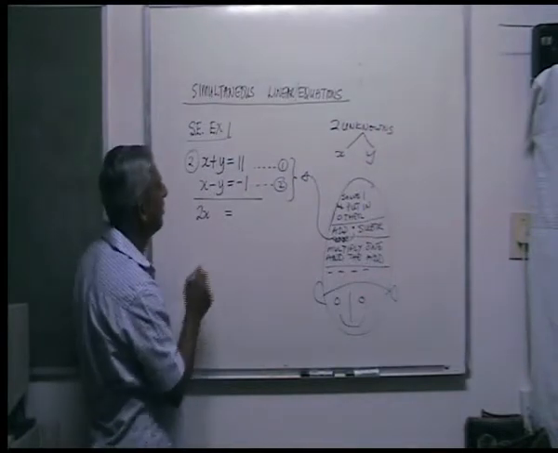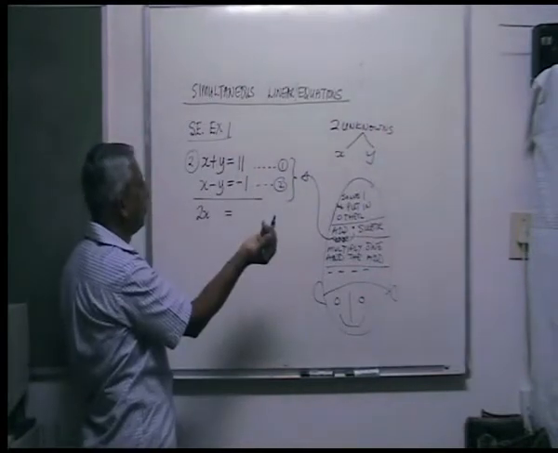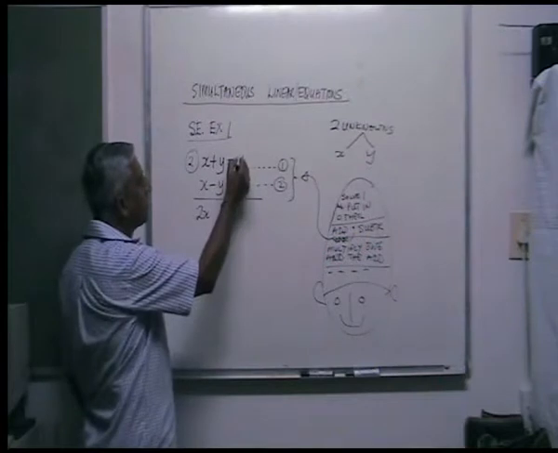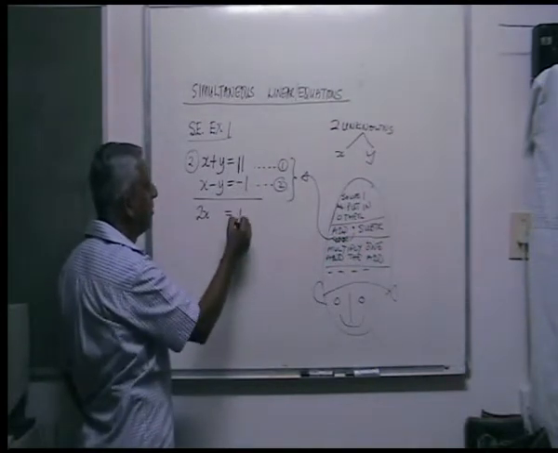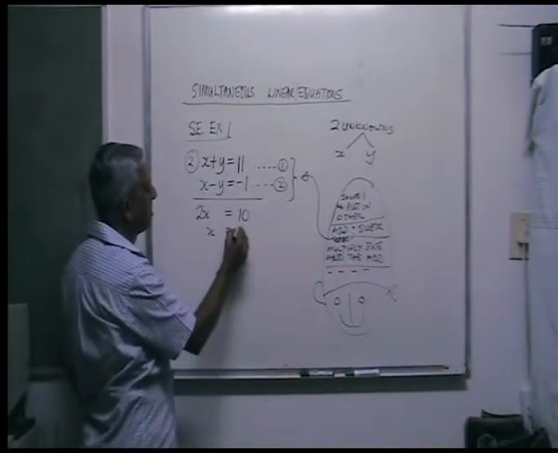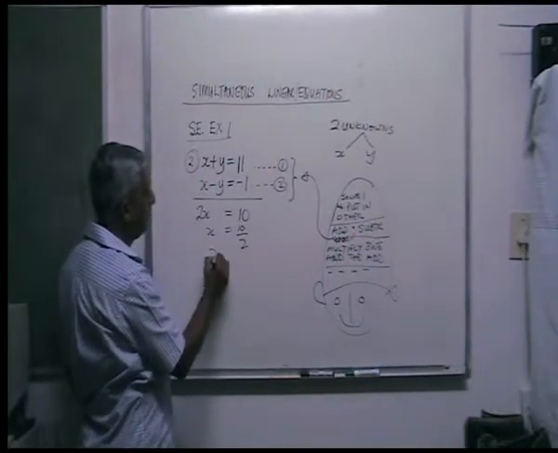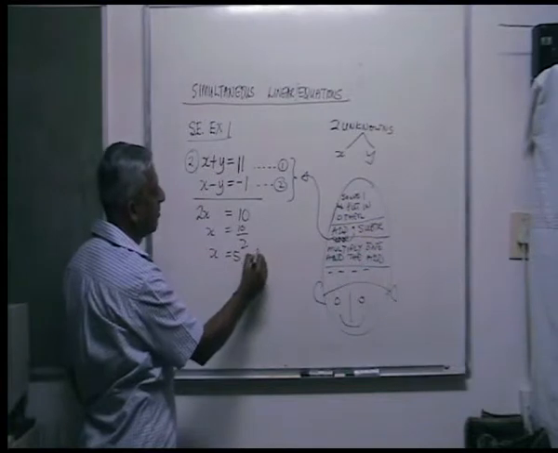Remember, always use the calculator to help you. If you don't know your bonds, if you don't know this in your head, just use the calculator to help you. 11 plus minus 1 gives you 10. So x is equal to 10 over 2. X is equal to 5.